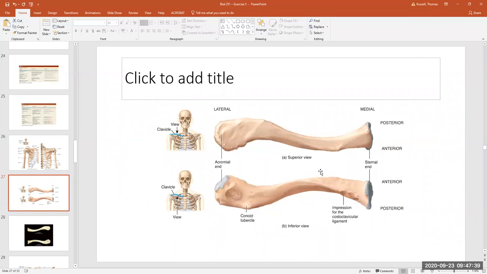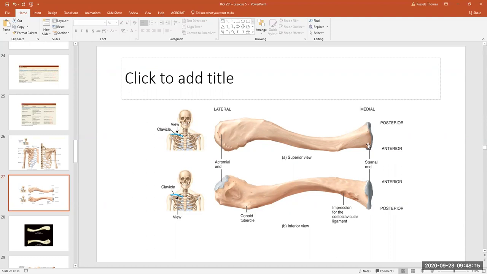So let me show you the clavicle disarticulated. When we look at a bone that's not in the skeleton and attached to other bones, we say it's disarticulated. So ultimately you'll see a picture of a bone and you have to recognize this as the clavicle. So the clavicle has the two ends again. Notice this broad flattened out area. This is that acromial end again. That kind of squared off bulgy area, that is the sternal end.